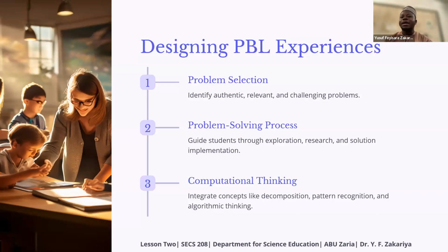Then we talk about computational thinking. If you want to solve a problem in computer science, you should be able to integrate concepts like decomposition, pattern recognition, and algorithmic thinking. Remember, we talked about this when we talked about computational thinking. So take note, this is very important.